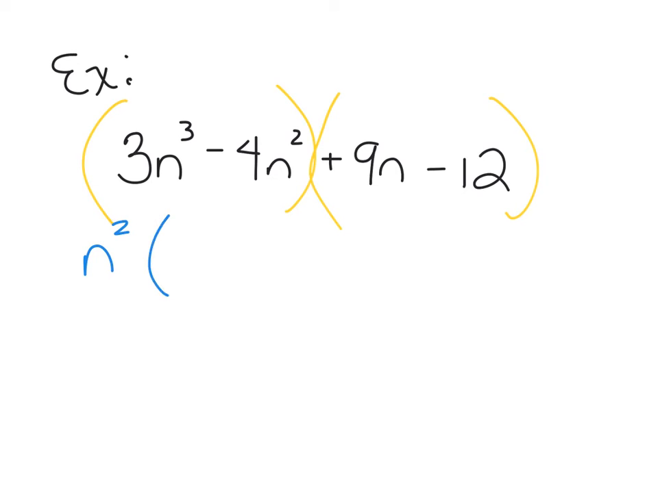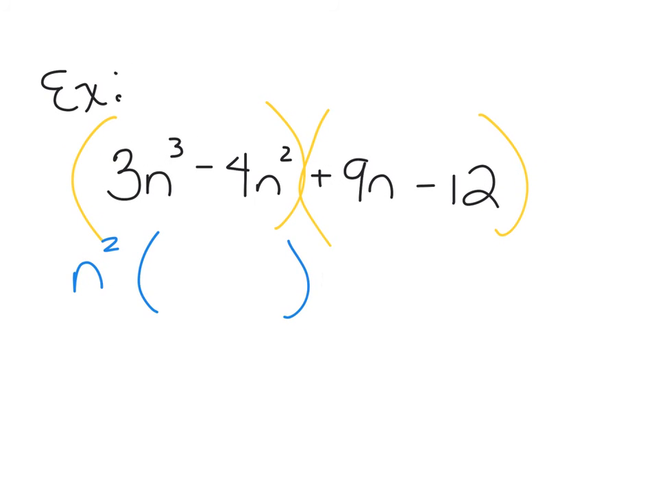Okay, n squared. So let's figure out what will be left in our parentheses here once we remove that greatest common factor. Well, I know I'm going to be left with 3n, and then I'm going to be left with minus 4. And again, I know that this is right because n squared times 3n is 3n cubed, and n squared times this negative 4 is negative 4n squared.